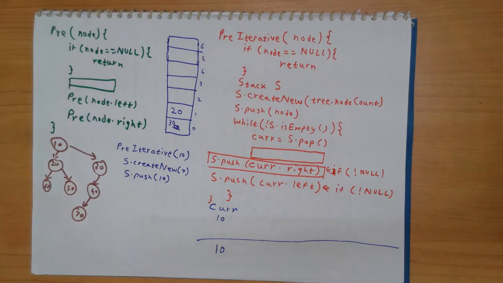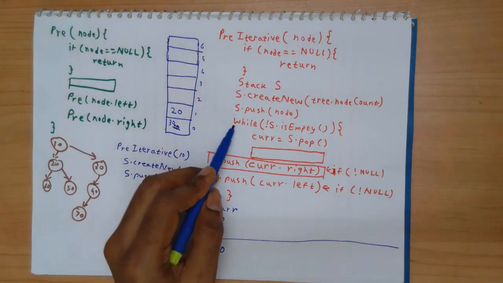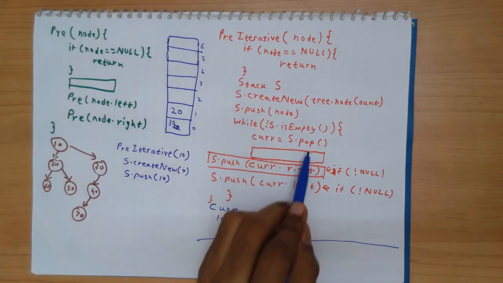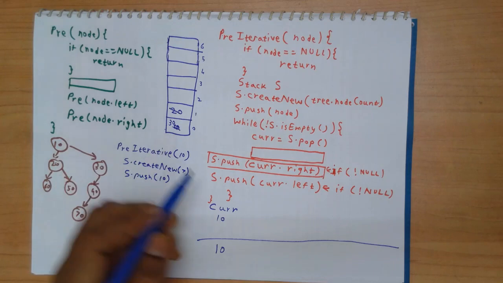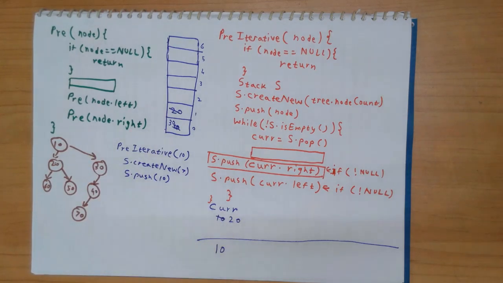Okay, so let's start back. So now I'm done, I have reached the end of the loop. I'll go back to the beginning. I'll ask the question, is my stack empty? No, it has 2 elements. So I'll come inside, I'll pop the element which is 20. So 20 is gone from the stack, and now my current becomes 20.